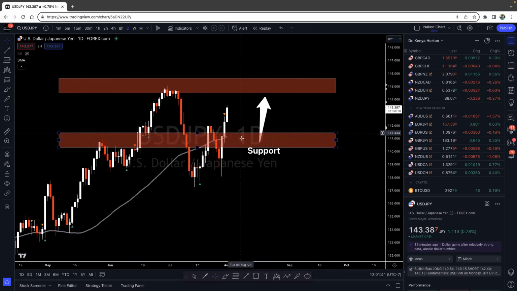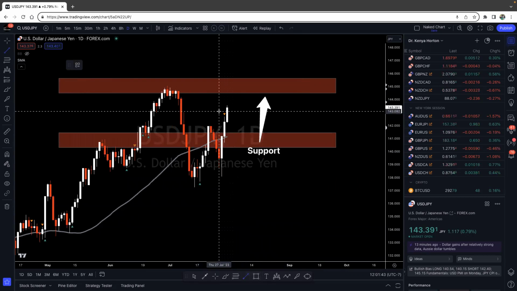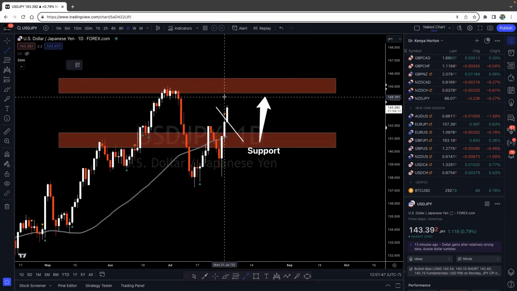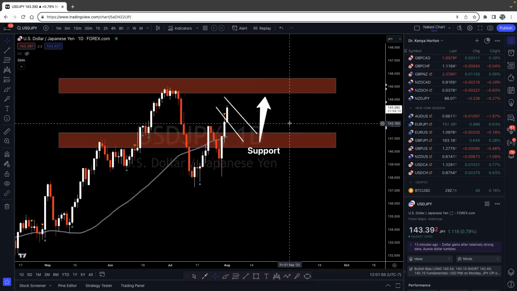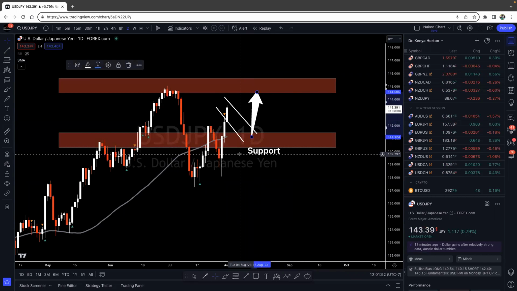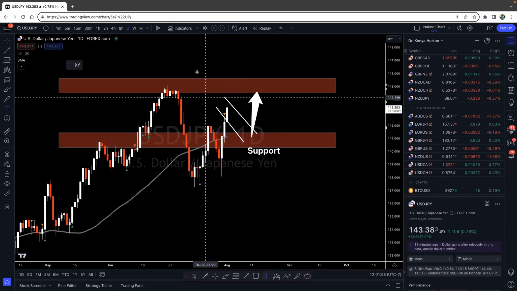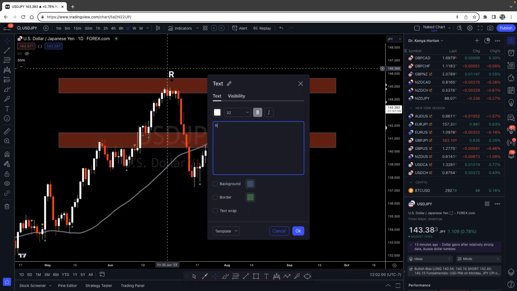We want to see a pullback into the zone, and that would give us a nice retracement or a flag in this uptrend. So this is what we will be looking for, a flag or pullback in the uptrend, looking for a continuation to the upside, eventually to get to this resistance at 144.75. So that is my analysis on USDJPY.